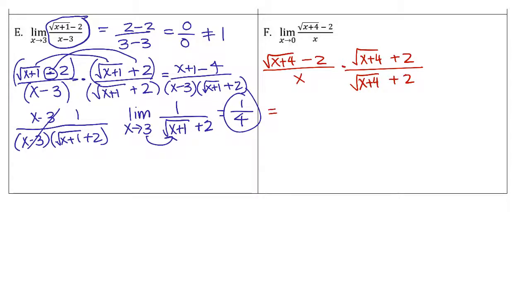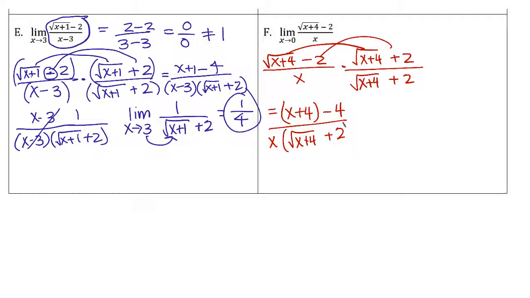And so again, we are just going to multiply the radicals together. So I have x plus 4, and then just these together, minus 4. And then in the denominator, x times square root of x plus 4, then plus 2. And then we see these 4's will cancel each other out, that you have an x left, and then that x will cancel down here. So it looks like we have 1 over the square root of x plus 4 plus 2.